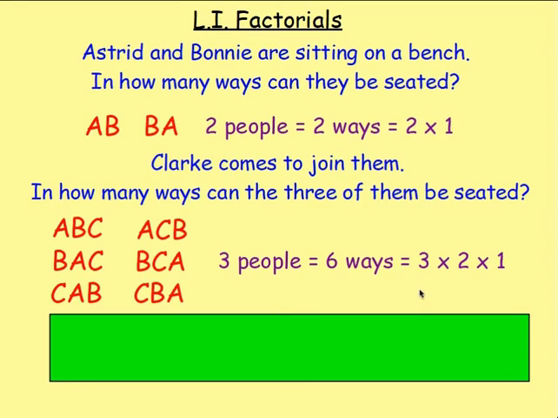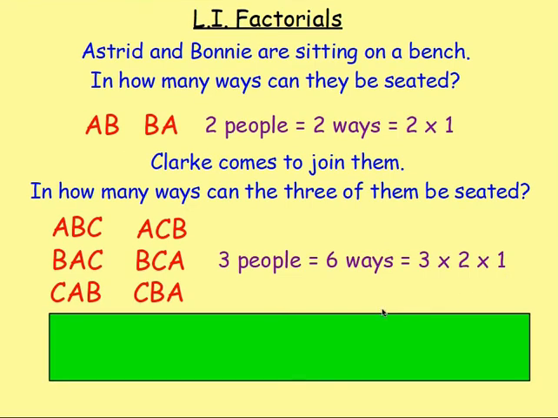This is because the first person has a choice of 3 empty seats. The second person, when they come along, well, the first person's already sitting down, so they now have a choice of 2 seats. And the last person, when they come along, if the first 2 people are seated, only has 1 choice, so there's only 1 place for them to go.